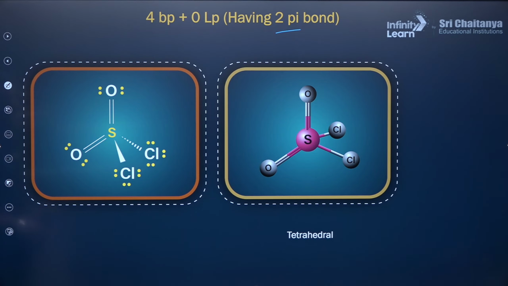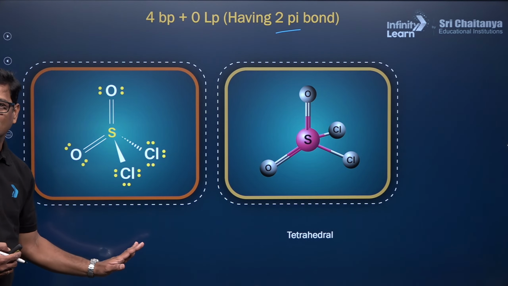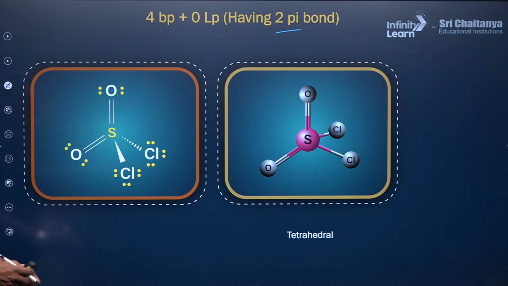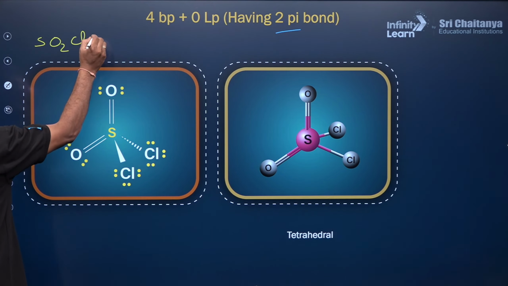Here we can say SO2Cl2. What is the name of the molecule? SO2Cl2. Sulfuryl chloride.